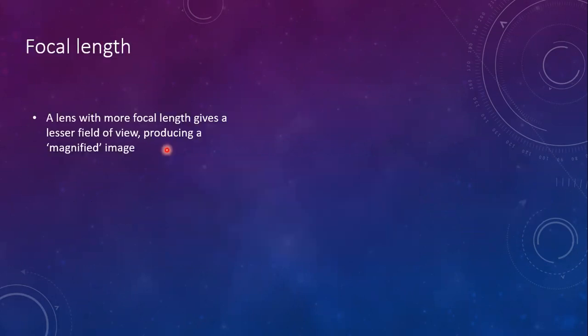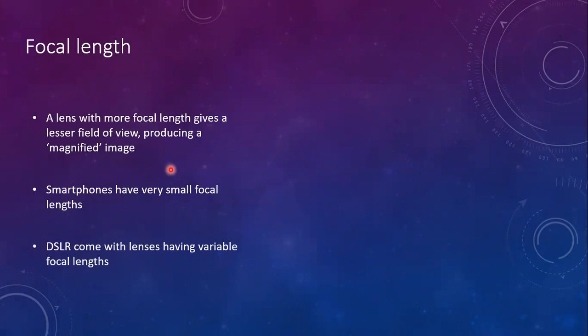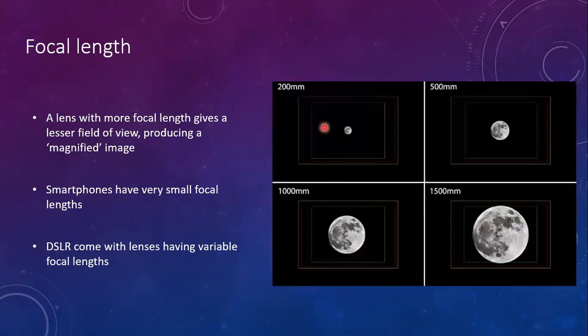Now the focal length changes the field of view of your image. If you increase the focal length, it will produce a more magnified image, and it will give a lesser field of view. Smartphones have very small focal lengths, whereas DSLRs have lenses which can vary their focal lengths. So in this example, you can see that on increasing the focal length, the field of view has decreased and it has got much magnified.